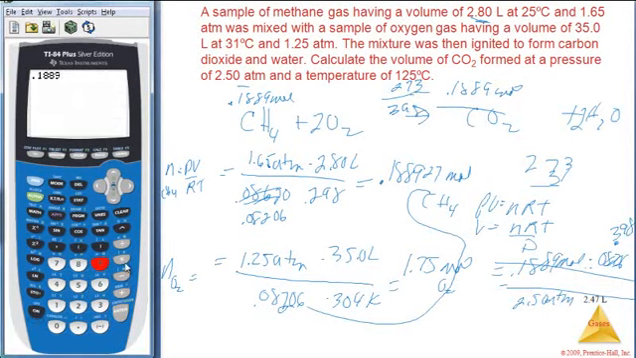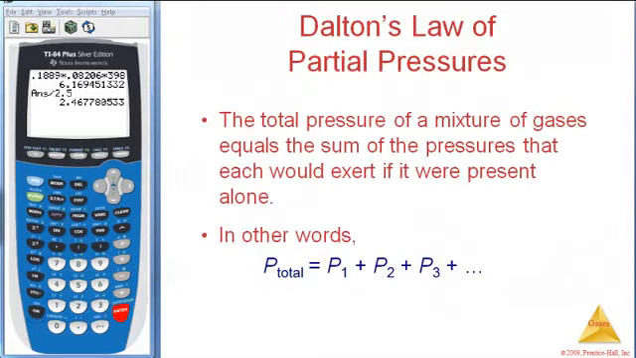0.1889 times my R, 0.08206, times 398 equals, divide by 2.5, enter, and I get 2.47 liters. Nice. It's always nice when you get the right answer, isn't it? Alright, we're going to stop there and come back to Dalton's law of partial pressures.